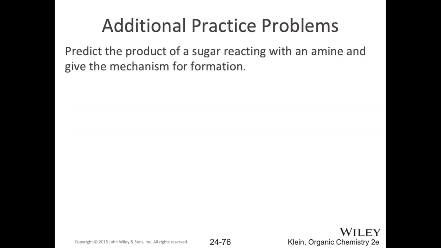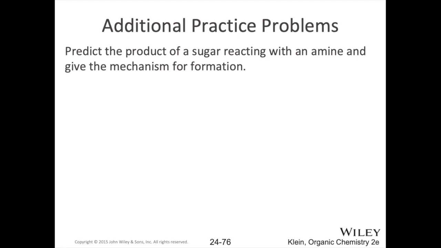Here's something that might be a little bit more applicable. So take a sugar, let's say glucose. I would start off with its cyclic hemiacetal form, and ask yourself how would it react with an amine, and what would it make? For your amine, you could just use a generic amine, let's say a primary amine with a generic R group on it.